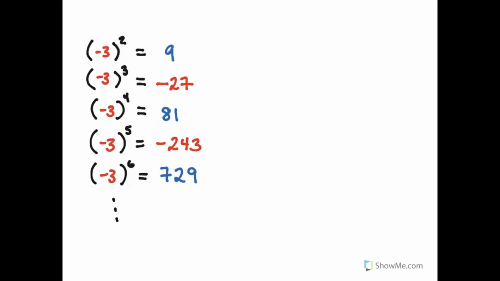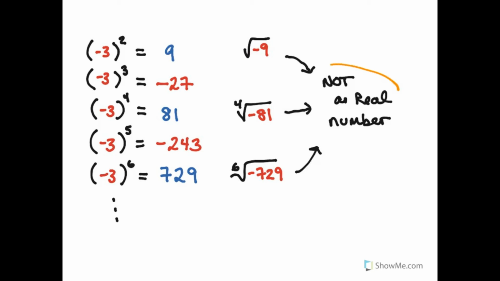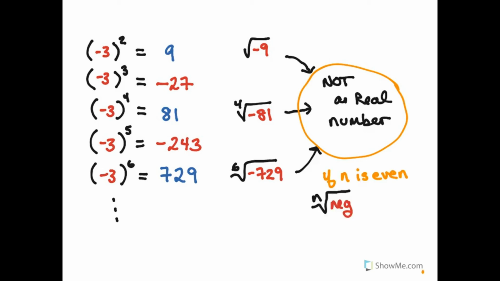Now, another consequence of this alternating pattern of positive and negative is that we cannot take an even root of a negative number. None of these expressions has an answer in the real numbers. And the real numbers are all the numbers on the number line. So it seems as if we have no answer. If n is even, the nth root of a negative number doesn't exist. Or does it?